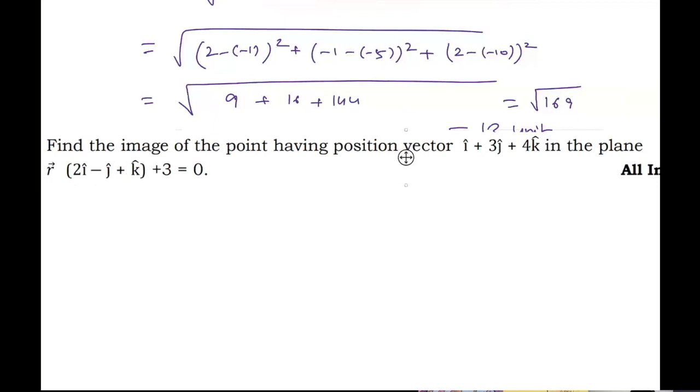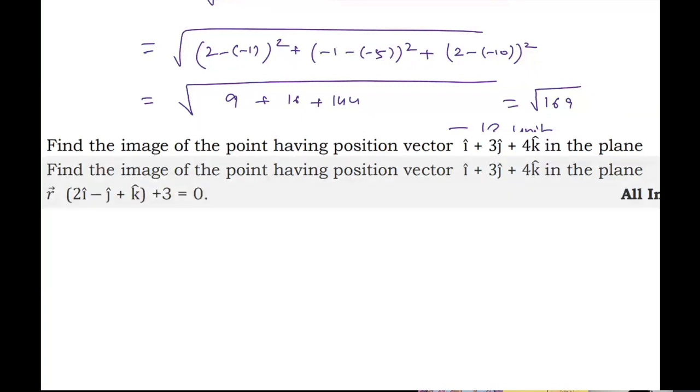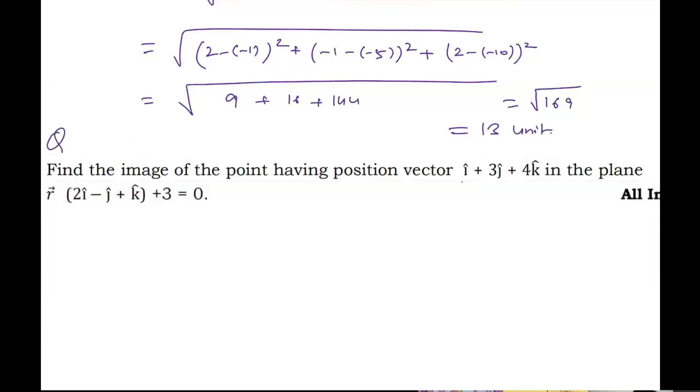Find the image of the point having position vector, in the plane. See, this is the position vector of the point. That means the point is nothing but, yes, what is the point? Who will tell me what is the point? Vanika, what is the point, beta? In Cartesian form, what is the point? The point having position vector 1 i cap plus 3 j cap plus 4 k cap. That means this is the point.